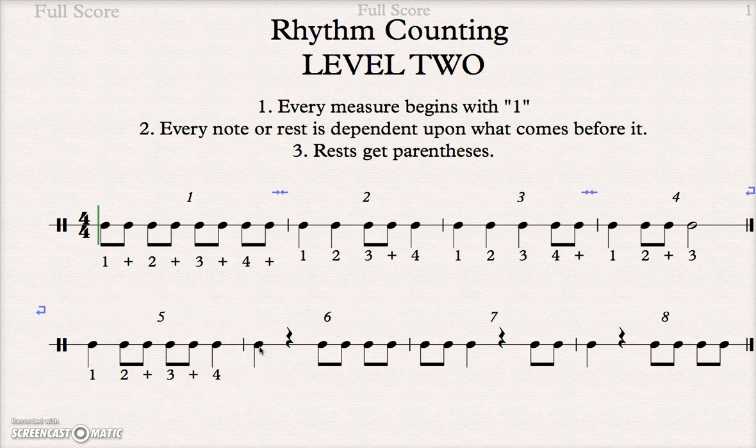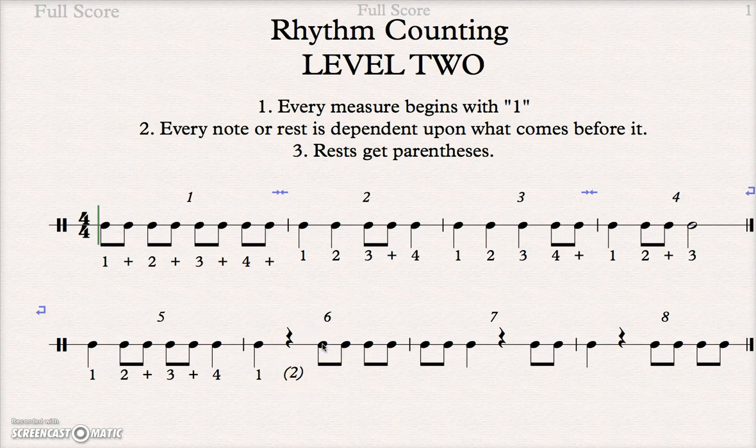Measure 6. That is beat 1. And that's a quarter note. So whatever comes next, no matter what it is, is going to be called beat 2. Let's look at what it is. It's a quarter rest. We call it beat 2. But of course, rule number 3 is rests get parentheses. So we have to call it parentheses 2. That is a quarter rest, which means it gets 1 complete beat. And that complete beat is all of beat 2.